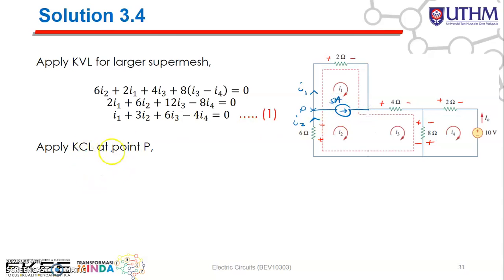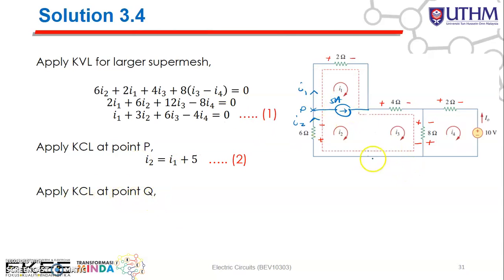Okay. So you just apply KCL at point P. So you have I2 will be equal to I1 plus 5, because here I2 is the total current going into the node, and then the total current going out from the node is I1 plus 5. And then after that, you need to apply KCL at the point Q.